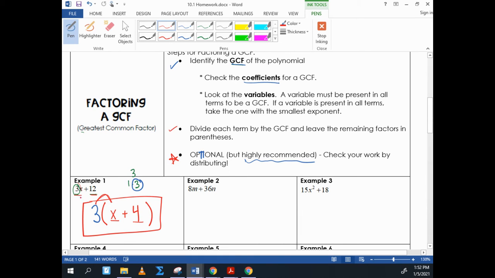3 times x gives you the 3x. That one checks. 3 times 4 gives you the 12, and that checks. You're back to where you started. All right, let's try another one right here.